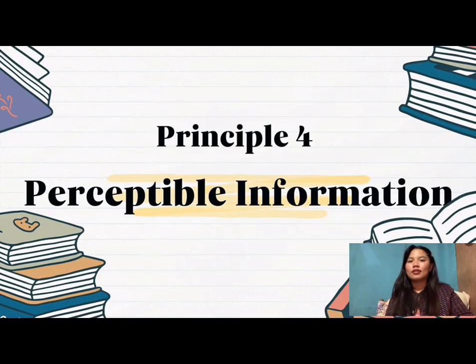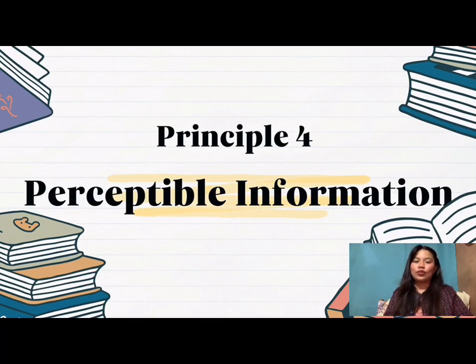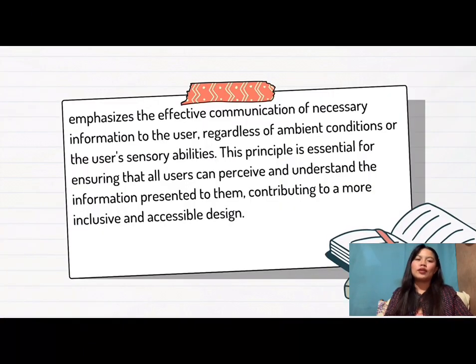Okay, next let's talk about principle 4, which is perceptible information. So, this principle emphasizes the effective communication of necessary information to the user, regardless of ambient conditions or the user's sensory abilities. This principle is essential for ensuring that all users can perceive and understand the information presented to them, contributing to a more inclusive and accessible design.